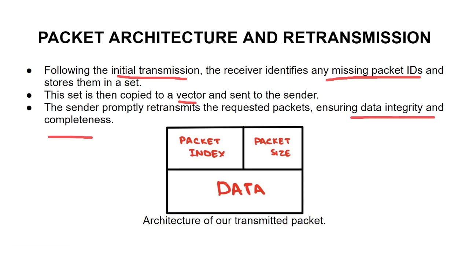So this is our architecture of a transmitted packet. Each packet consists of three parts. The first one is packet index, then packet size, and the data itself.